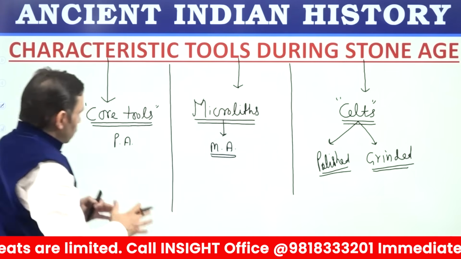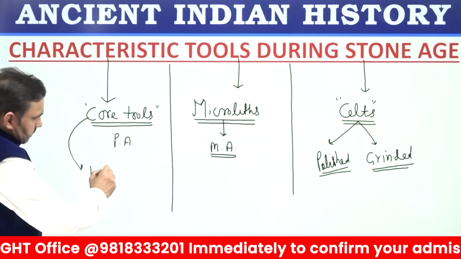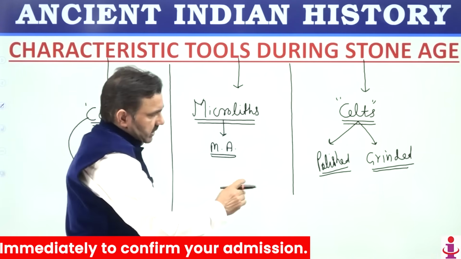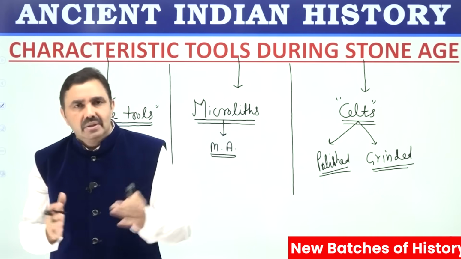During Paleolithic Age, tools were very big, so bulky tools were there. Very big tools, here very small tools, and here highly polished, highly refined tools in Neolithic age.